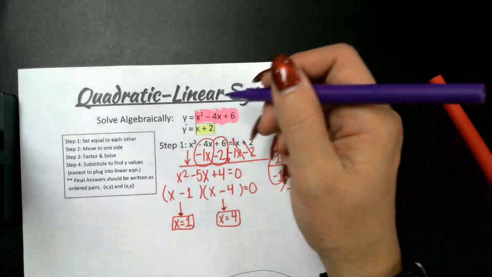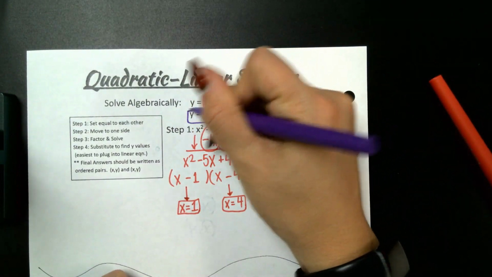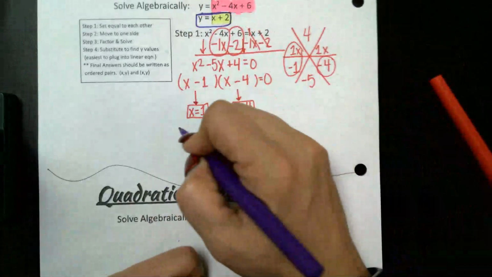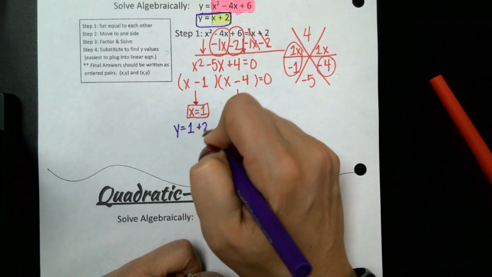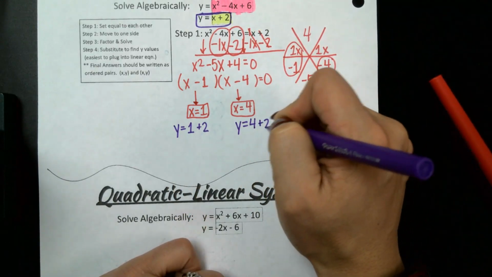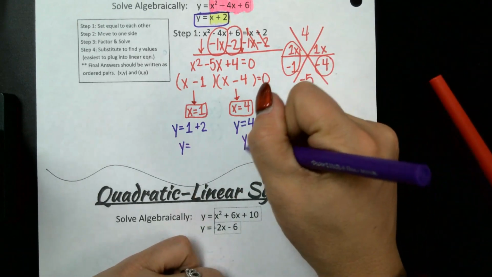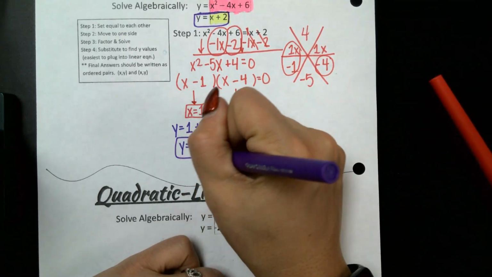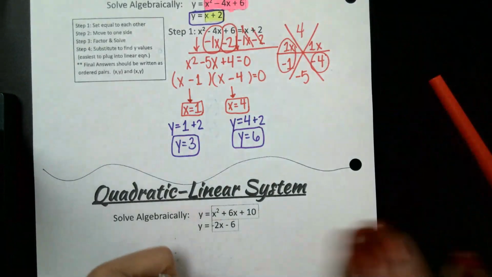Okay, so if you guys couldn't hear Kaden, we're using this one. The y equals x plus 2. That's what we're plugging them into. So y equals x, which is 1, plus 2. And then this one would be y equals x, so that's 4 plus 2. 3 and 6. Isn't that what they were last time? It was close. Yeah, that's what I thought.